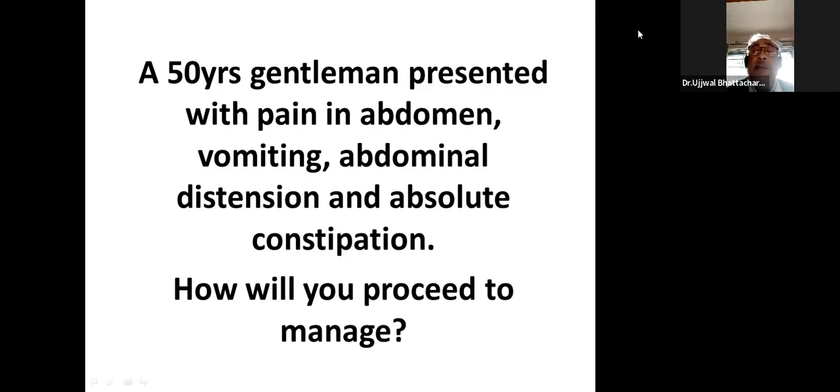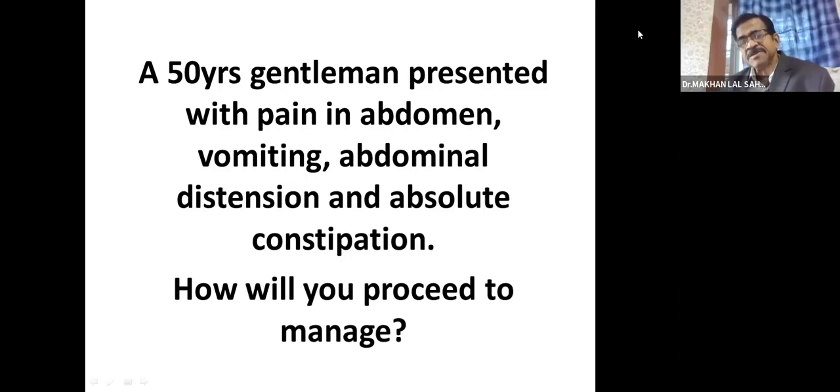The surgical treatment. You have decided that this patient will need surgical intervention. What surgery do you plan for this patient? Is there any role for putting a laparoscope in a patient with acute intestinal obstruction? We are in PG, not MBBS, so I am asking you this question. Any role for putting a laparoscope in a patient having acute bowel obstruction?